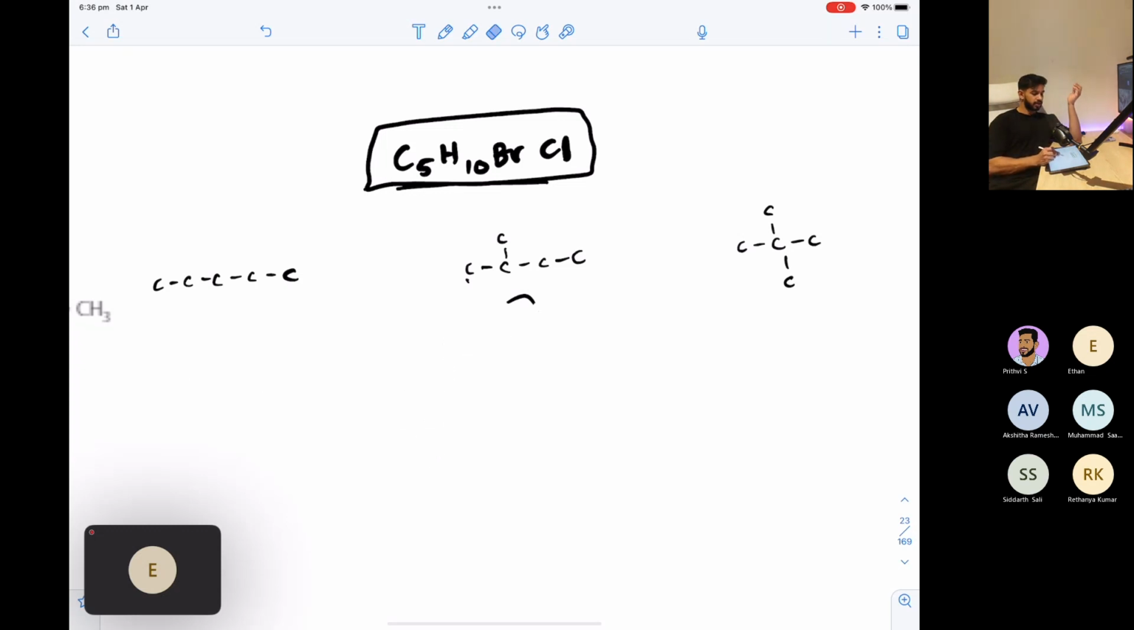So what you should all be trying to do is play around and get as many different main chains as you can. Can anyone think of any other main chains in this? I think this is all the main chains you can have. Yep, you shouldn't have any other main chains. Good. So now what do you do?